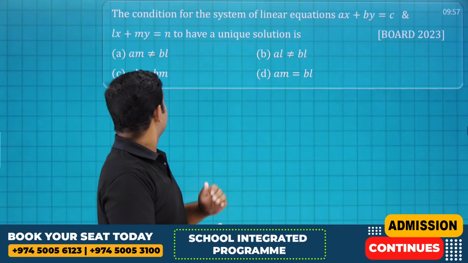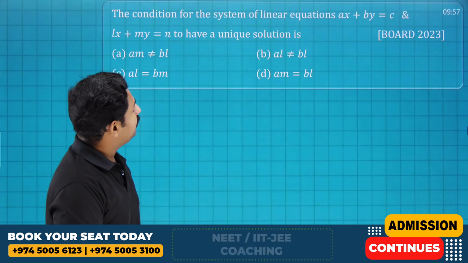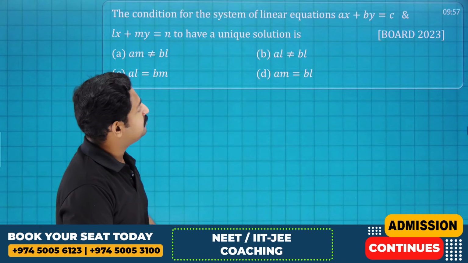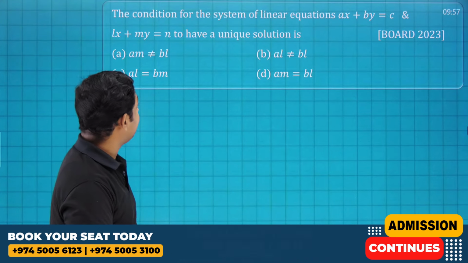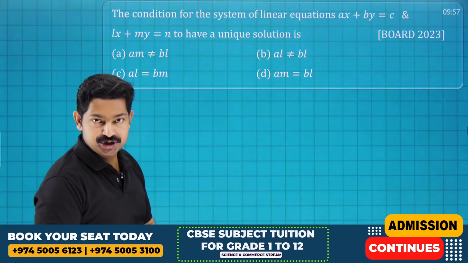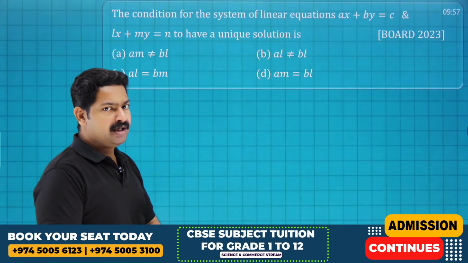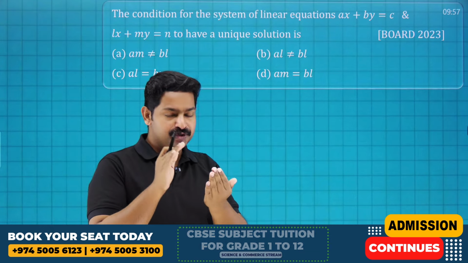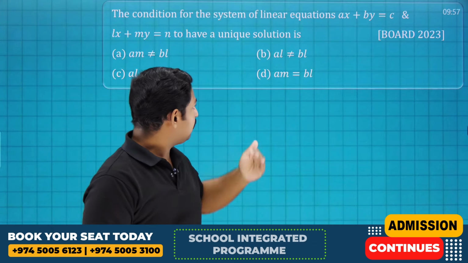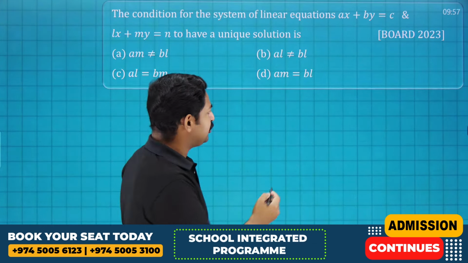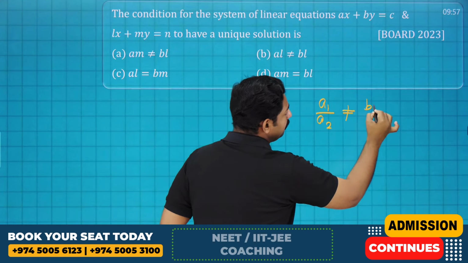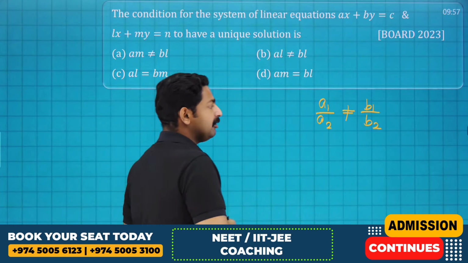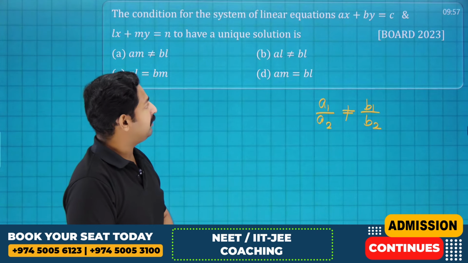The second question. The condition for the system of linear equations ax plus by equal to c and lx plus my equal to n to have a unique solution. If a pair of linear equations has a unique solution, then what is the condition? We know that a1 by a2 is not equal to b1 by b2. This is the condition.